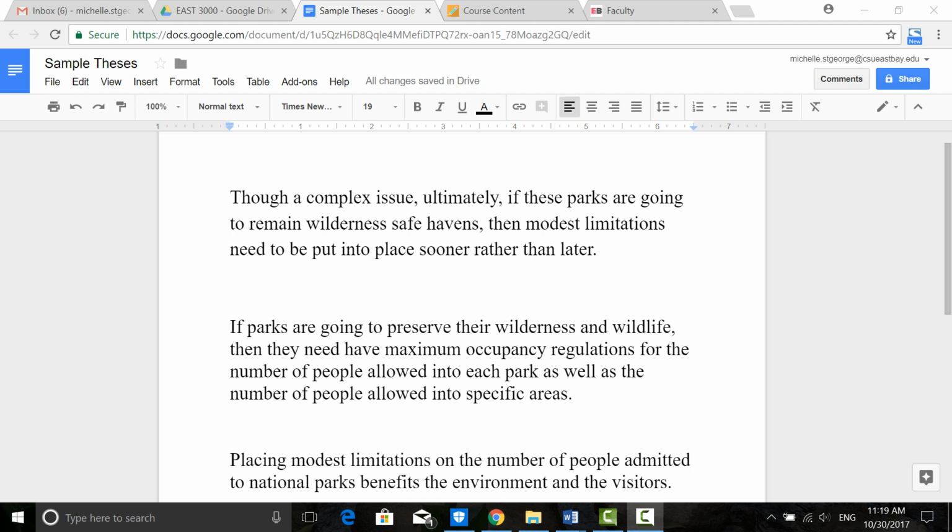Hey folks, so I'd like us to look at some sample theses that students have written in response to the same question that you're being asked about national parks and whether or not access to national parks should be limited due to overcrowding. So what I have here are 5 different thesis statements from different students.